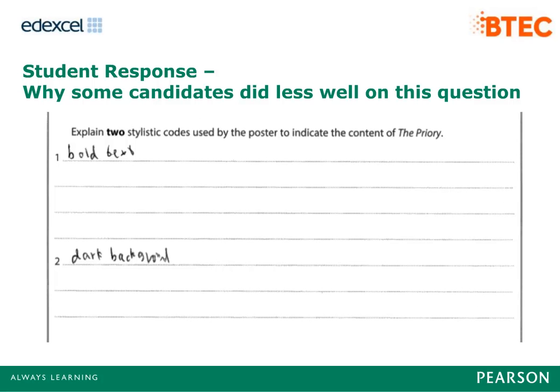In this example, the learner clearly has not fully attempted to explain the effect of the stylistic codes that have been used. It has been included here to illustrate the point that learners can be very economical with their answers. Here, through identifying bold text and a dark background, the learner has been able to identify 2 valid stylistic codes used by the poster, and therefore receives 2 marks.